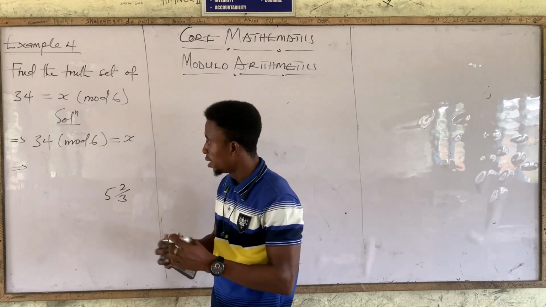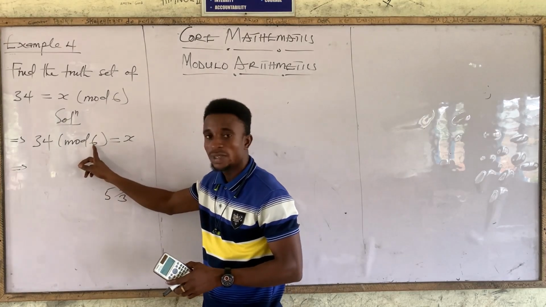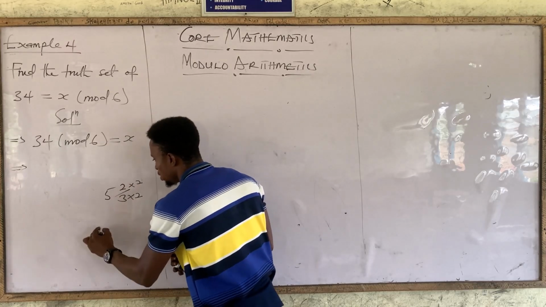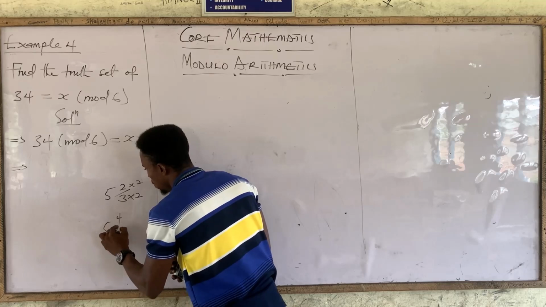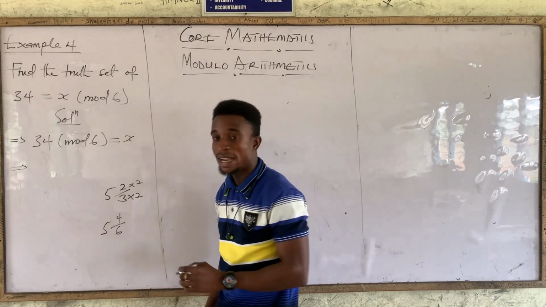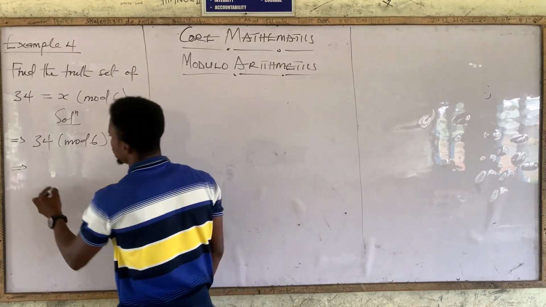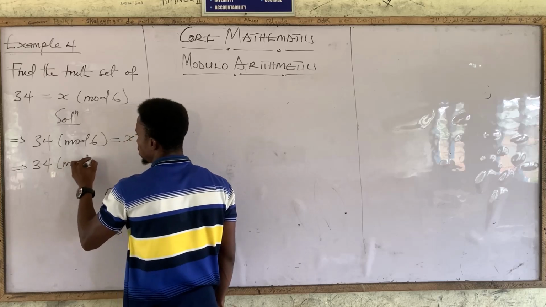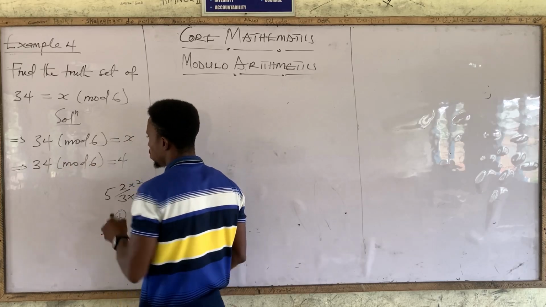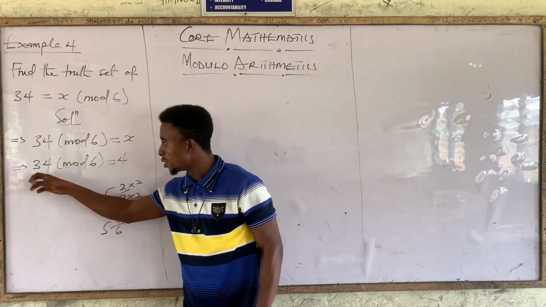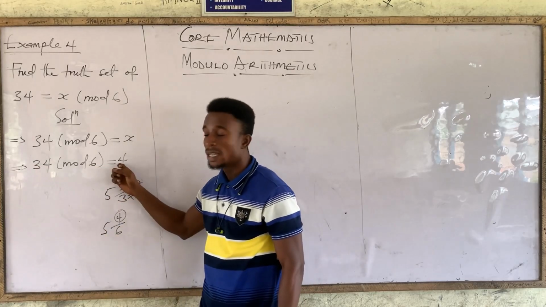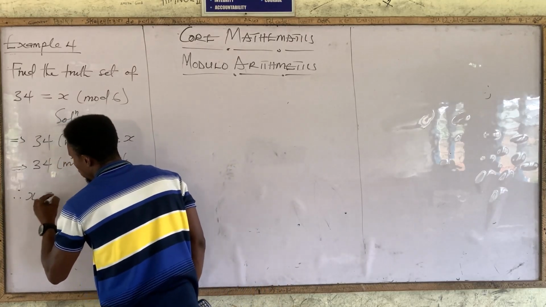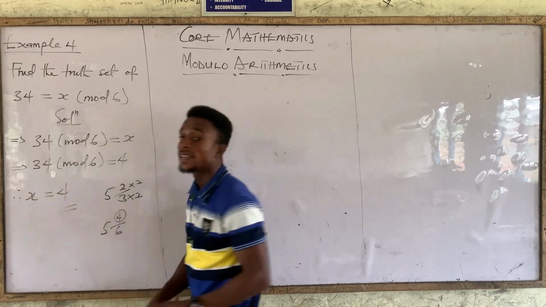Then what do we do? The denominator here is 3, and we are supposed to get what? 6. So what do we do? We multiply here by 2, then here 2 by 2. So now we get 5 whole number, 4 on 6. Then now the remainder is what? The 4. So meaning 34 in mod 6 is equal to 4. So meaning when 6 goes into 34, there will be 4 what? Left. So we can now say therefore x is equal to 4. And I think that is that.